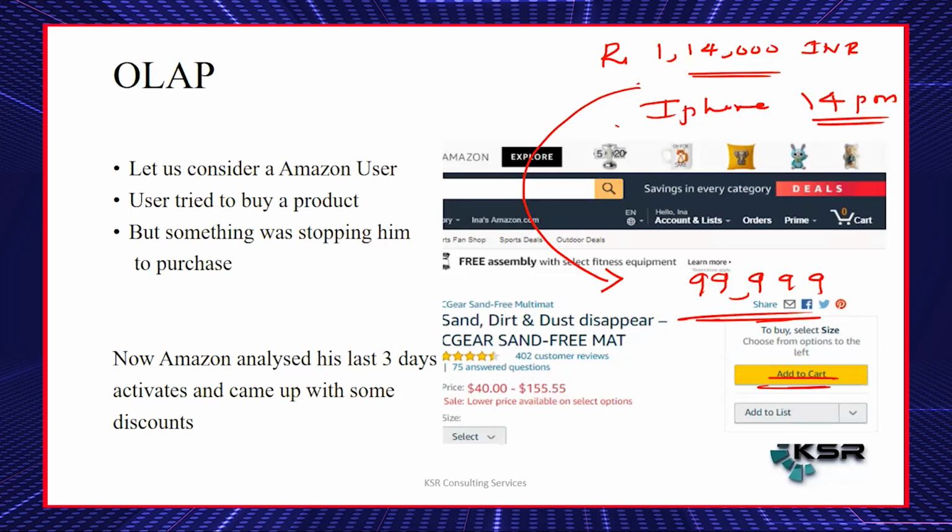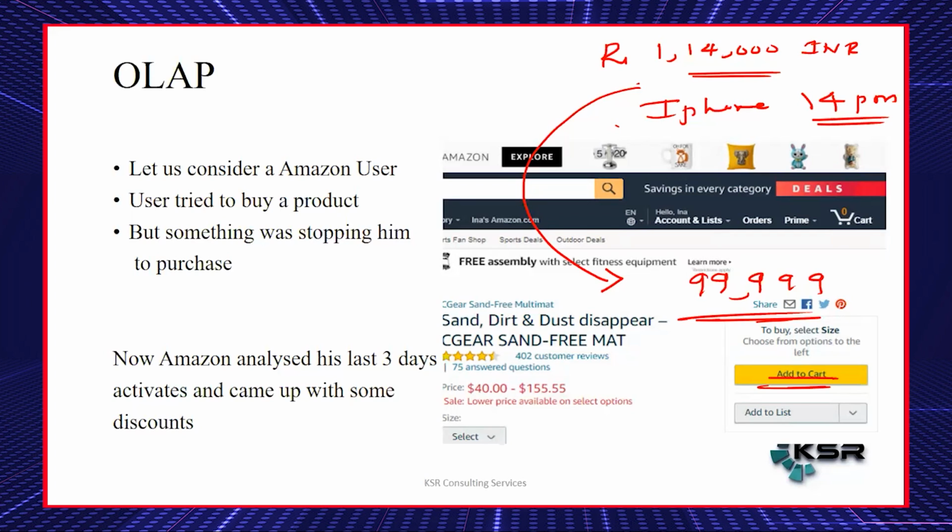And you know what? 4 days down the line, you can see that you would have got some discount. You would have got a cashback, or you would have got a zero EMI option. They would have scratched the amount and they would have given 99,999. What according to Amazon is, something is better than nothing. If he is not able to buy for 1,15,000, let him buy for 99,999. Something, I will generate a profit.